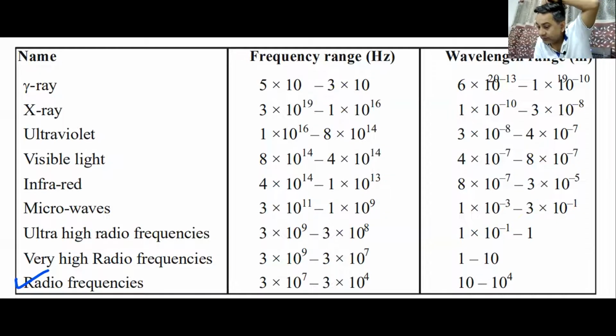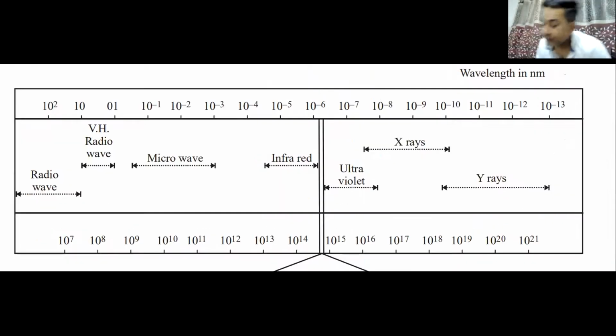Radio frequencies. V is equal to F lambda, remember? V is equal to F lambda. I hope you remember this. So you can arrange them in increasing order of wavelengths or order of their frequencies. I think there is something wrong in the table. So this is the correct table that you must remember. This is the correct table.